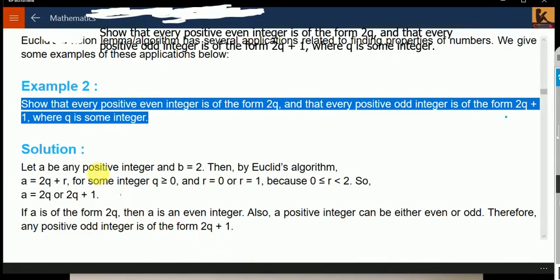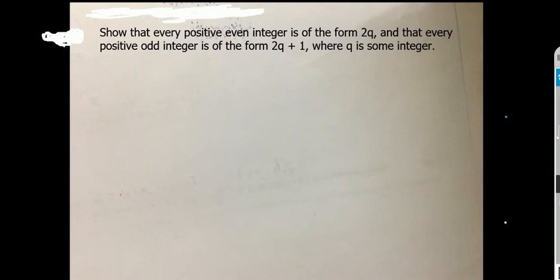Now let's study the first example of your NCERT book, that is over here. Show that every positive even integer is in the form of 2q, and that every positive odd integer is of the form 2q plus 1, where q is some integer. Let's see how we can solve this.